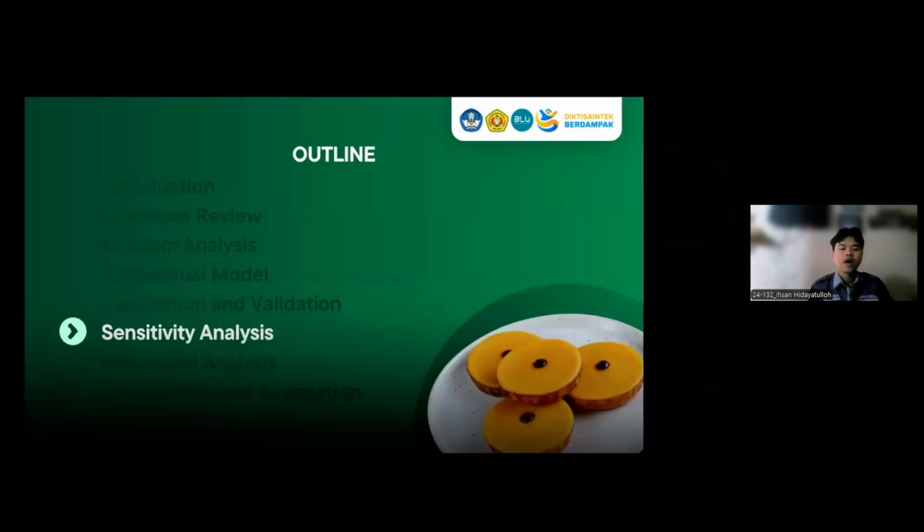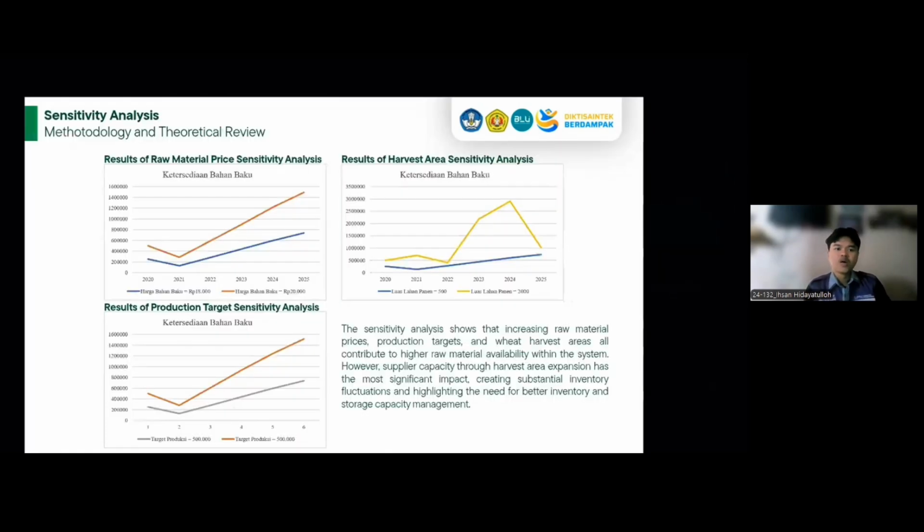And the next, I will tell about sensitivity analysis. Why do we use this process? Because we should know the interaction between other variables if we change the parameter of one variable. Next, we change the parameters of three variables. The first one is raw material price, the second one is harvest area, and the third is production target.